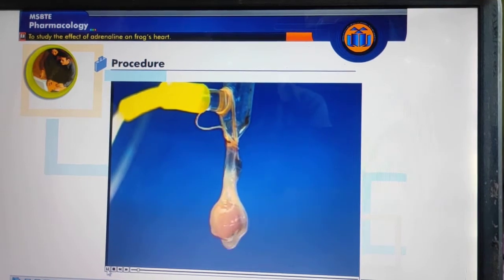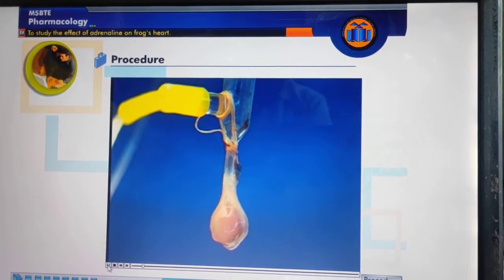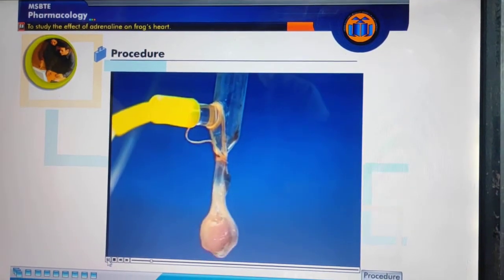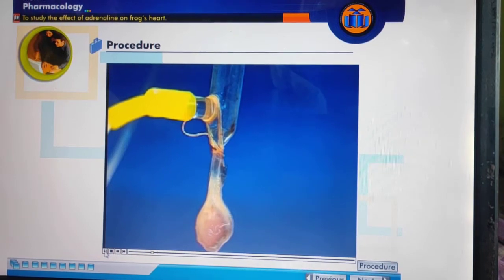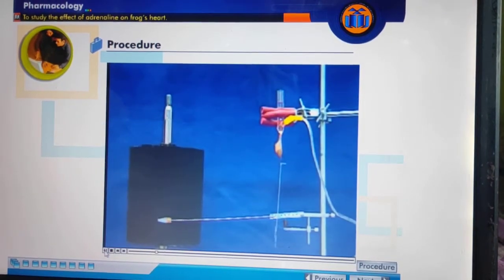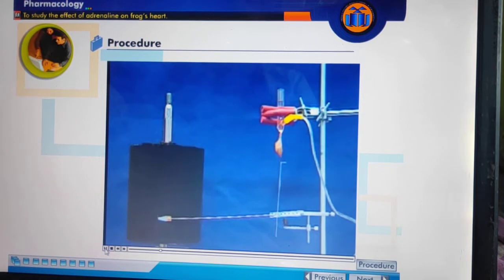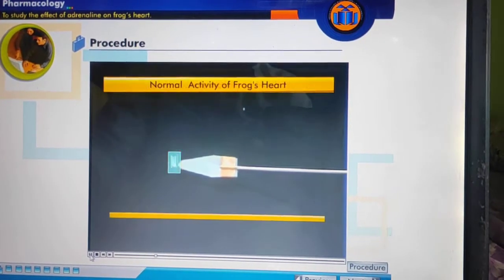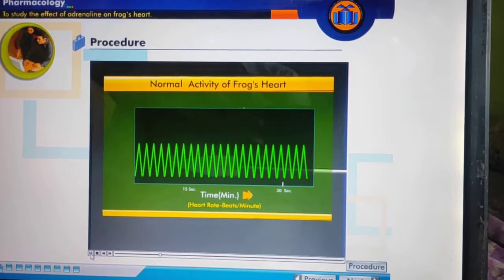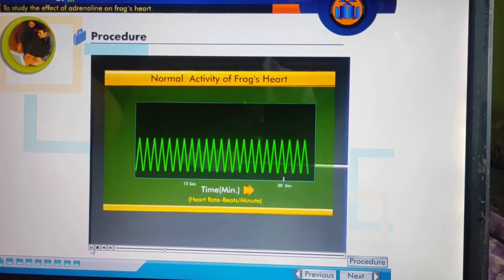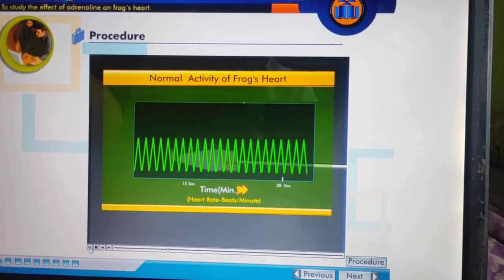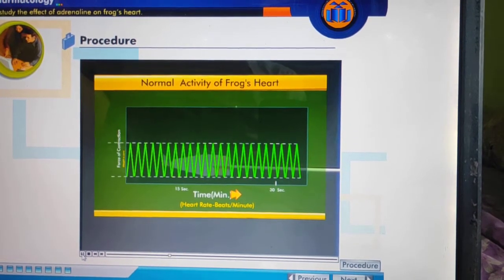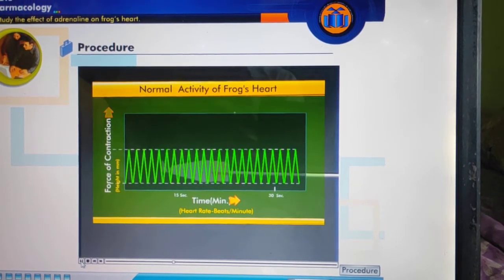For studying the effect of adrenaline on frog's heart, perfuse isolated and mounted frog's heart with frog ringer solution. Now start the drum and record normal contractions of heart on smoked paper for 1 minute. In these tracings, the number of peaks per minute indicates rate of contraction of heart, whereas height of a single peak indicates force of contraction.